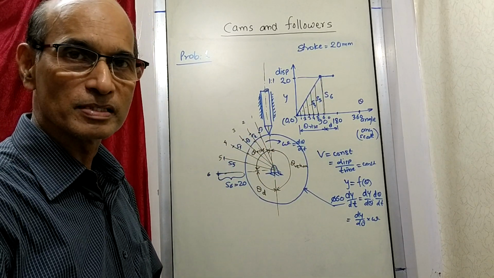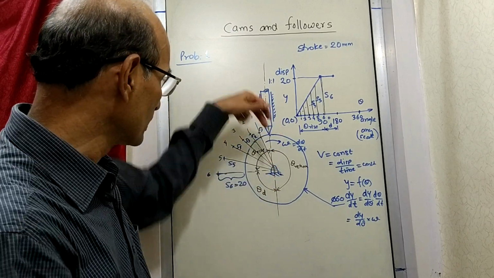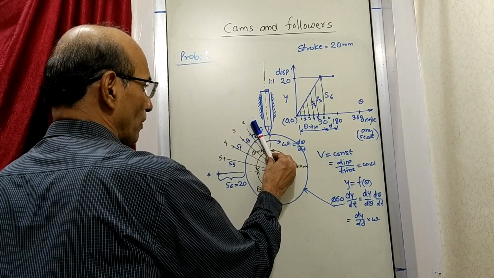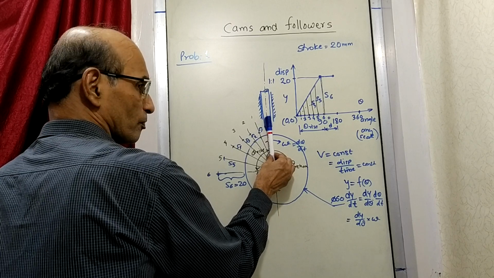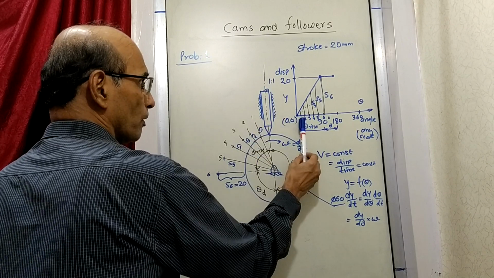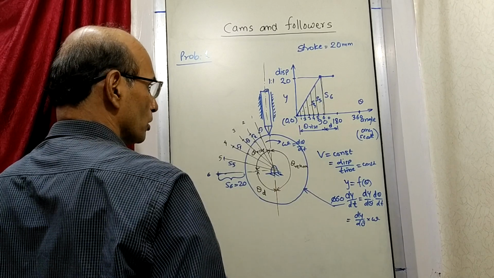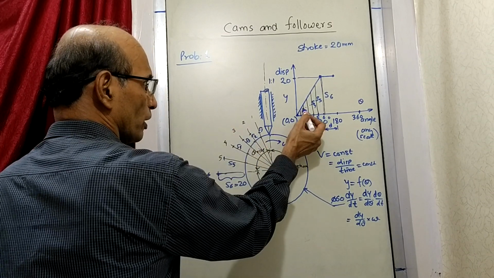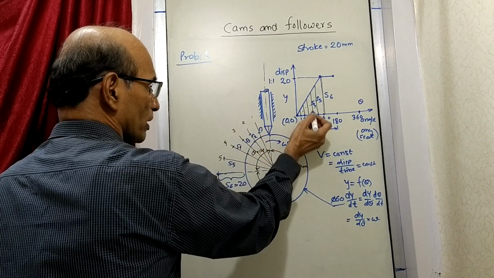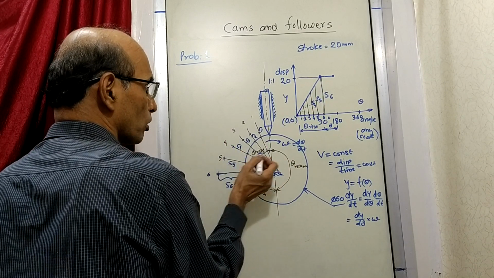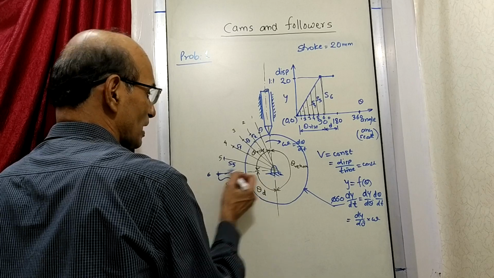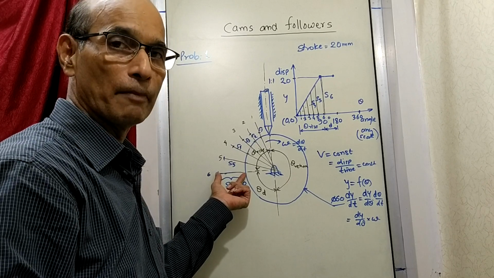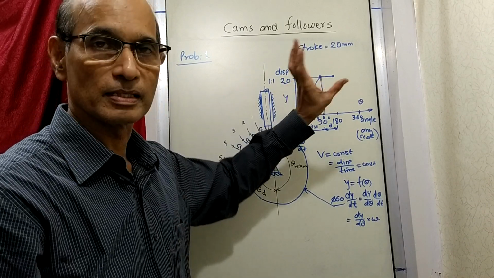Now what this means: when the cam rotates, suppose I am holding this pen at the place of line number 1. When line number 1 comes here, the follower will go up by a distance equal to S1. So this much distance we have taken as S1. Like that, on line number 2 we have taken S2, on line number 3 S3, on line number 4 S4, line number 5 S5, and line number 6, the last line, is S6. So when line number 6 comes here, the follower will be rising up by a distance equal to S6.